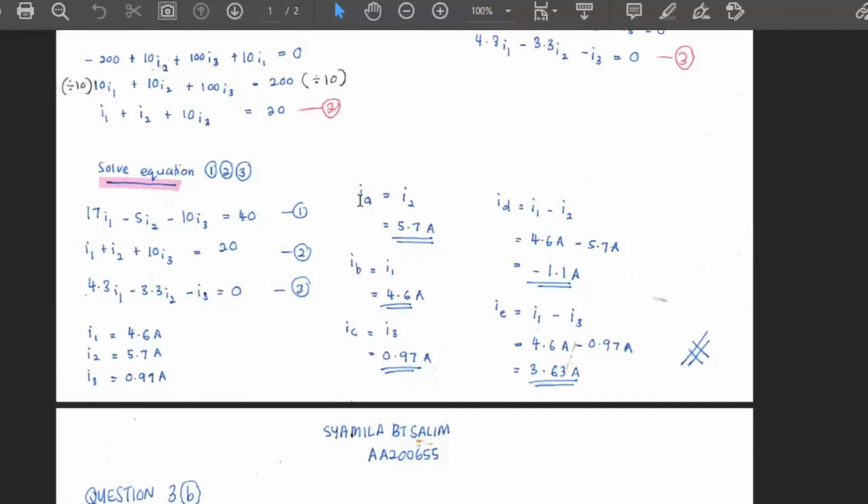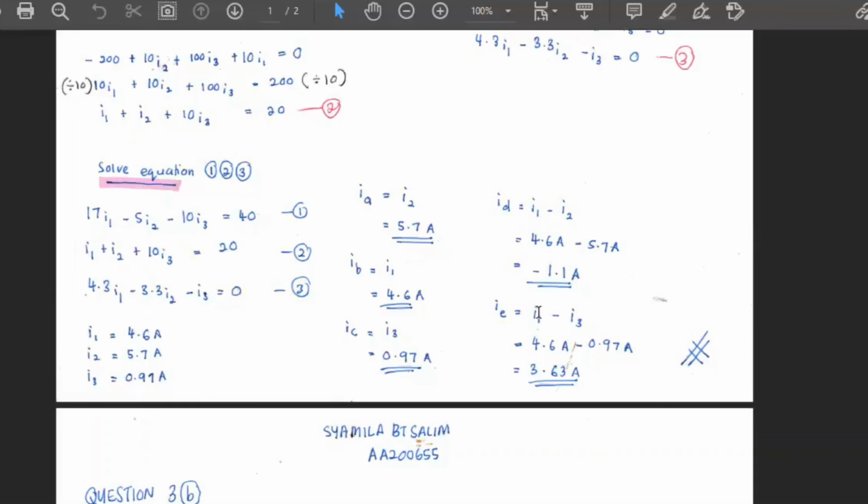Last, IA equals I2 because IA is at loop I2. IB equals I1 because IB is at loop I1. IC equals I3 because IC is at loop I3. Then ID equals I1 minus I2 because ID is between loop I1 and loop I2.